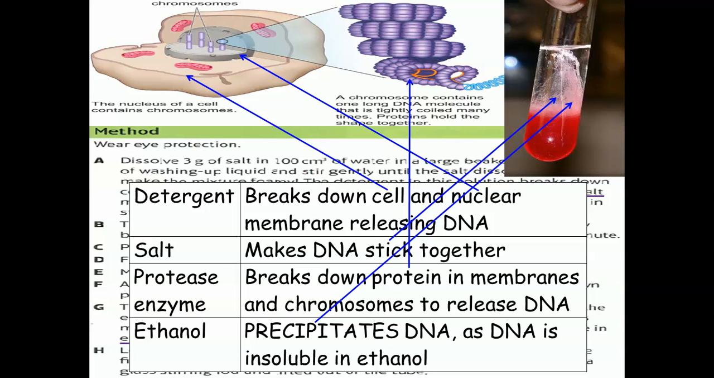And then we add ethanol because DNA is insoluble in ethanol. And because it doesn't dissolve in the ethanol, it will then precipitate out.